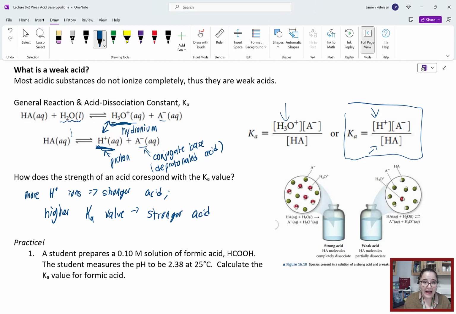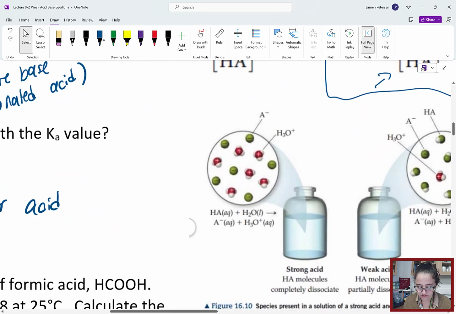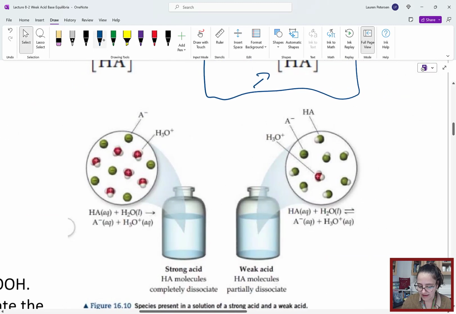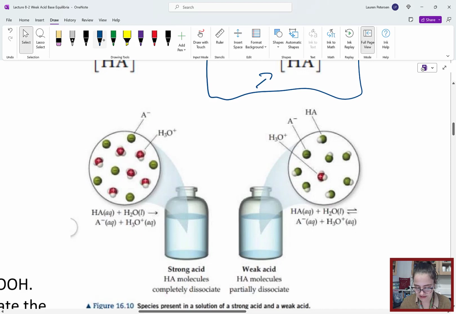Okay, strong acids will have Ka values on the order of like 10 to the +4, +5, +14. Where weak acids will have Ka values on the order of 10 to the -3, -4, -5. Okay, and then again, here's just a visual of that. In the strong acids, the HA molecules completely dissociate. So you have all H3O+ and A-, where in the weak acid, only some of them dissociate. So you have some H3O+ and A-, but a lot of the acid stays together.